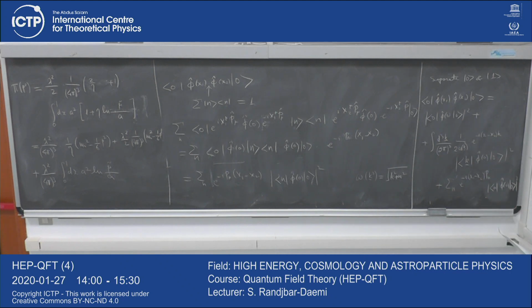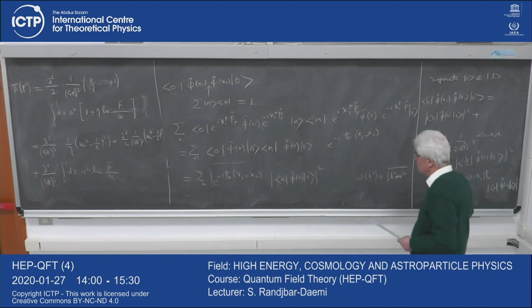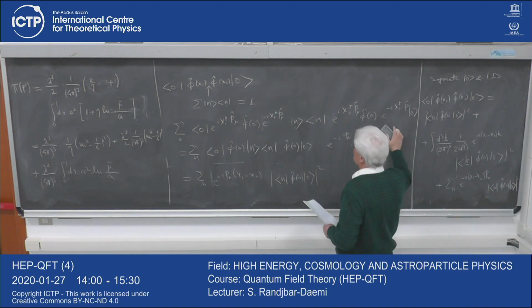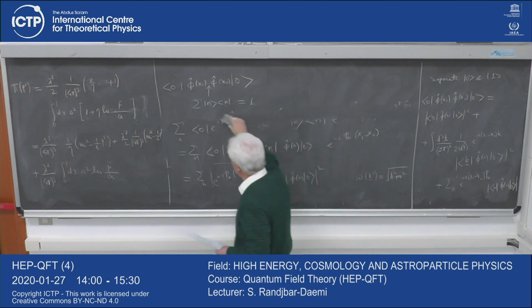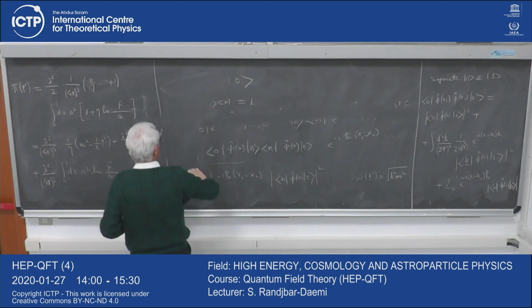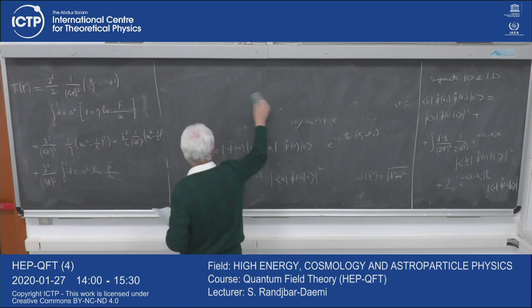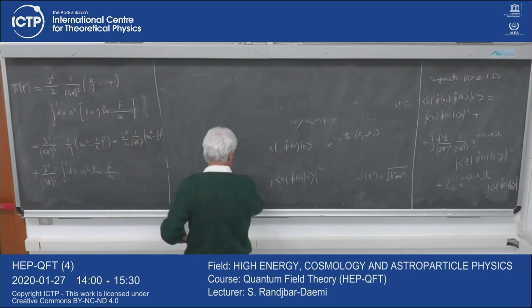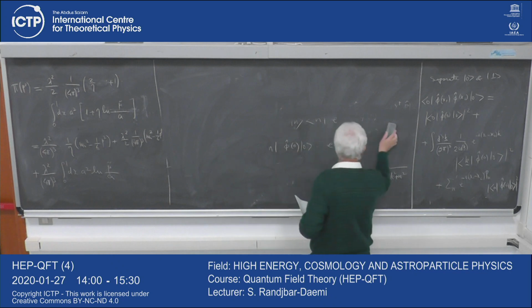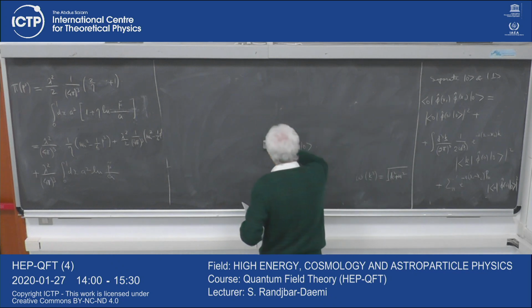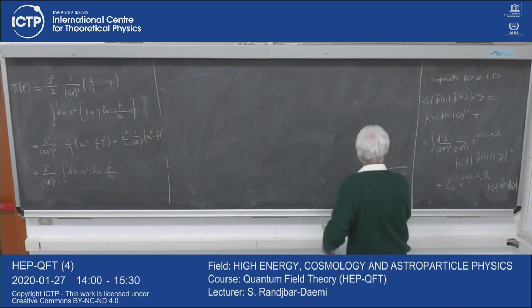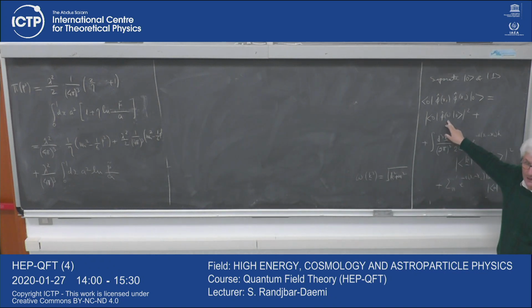Okay? This is the result for that calculation. Now here comes the crucial point. The crucial point is that the first term, which is a constant, is either 0 or it is not 0. If it is not 0, I can simply redefine phi by subtracting this constant from it, and then the redefined phi will have zero vacuum expectation value.